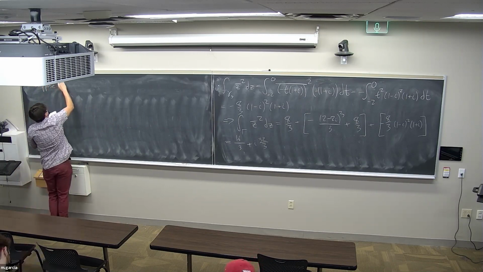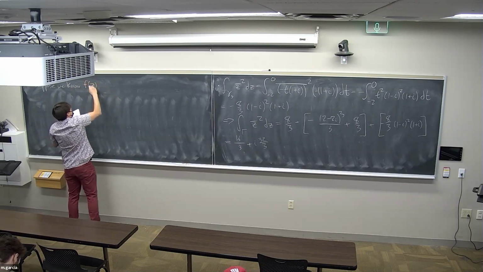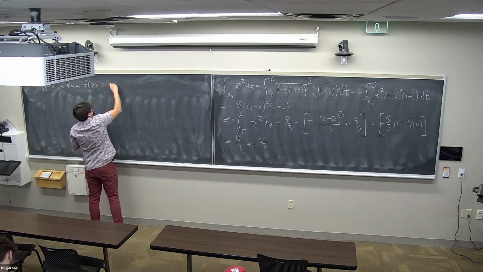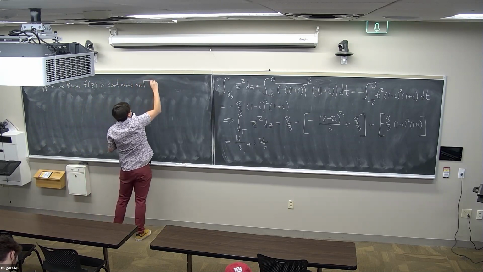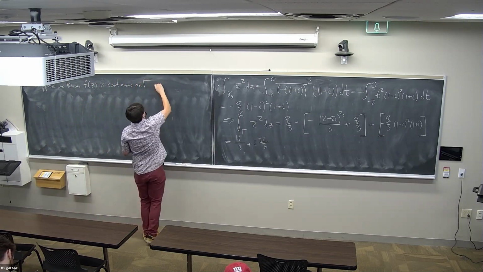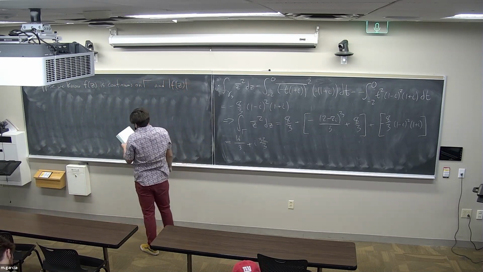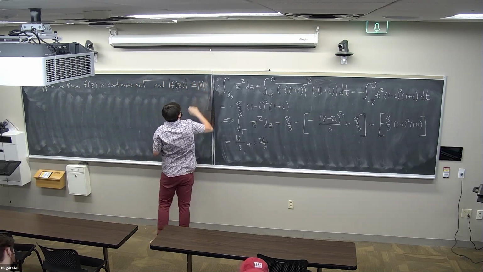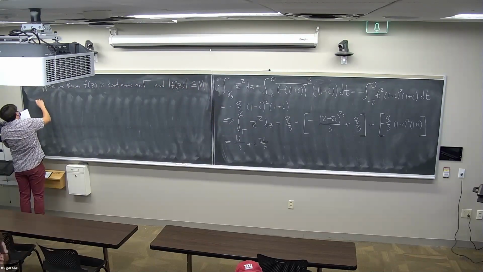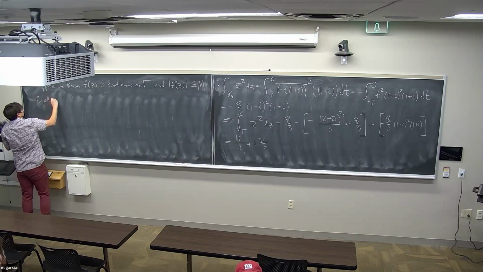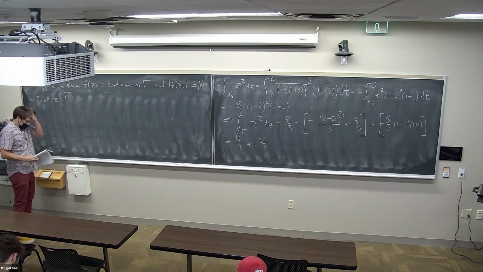Suppose we know f of z is continuous on gamma and the modulus of f of z is less than or equal to some real number M for all complex numbers z on the contour gamma. Okay?